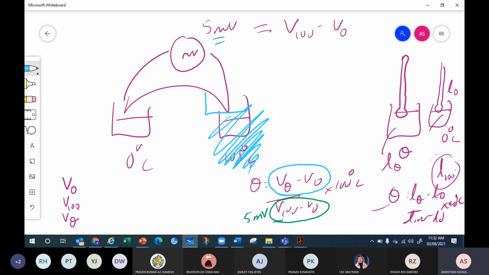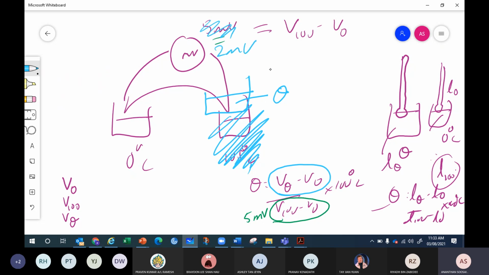Put the substance whose temperature you would like to look for, let's say theta here. So the 0, don't do anything, leave it there. The 100 degrees Celsius changes to the body you want to measure the temperature theta, then the millivolt is going to change accordingly. Let's say it changes from 5 millivolt to, let's say, 2 millivolt.